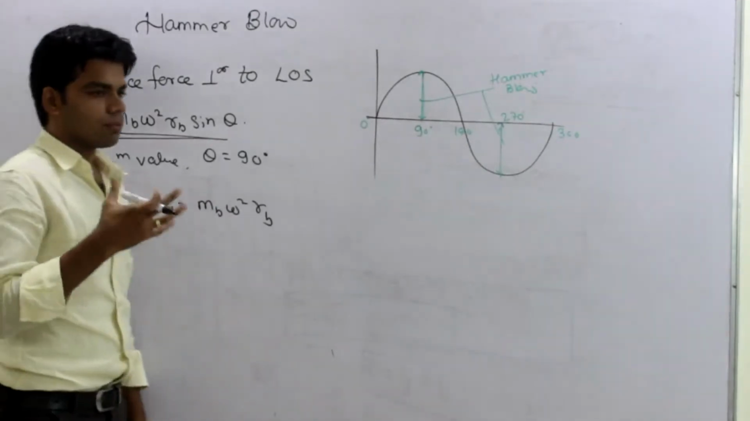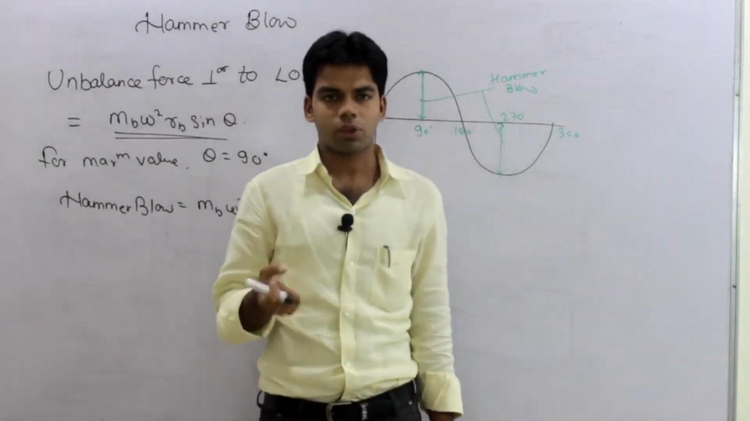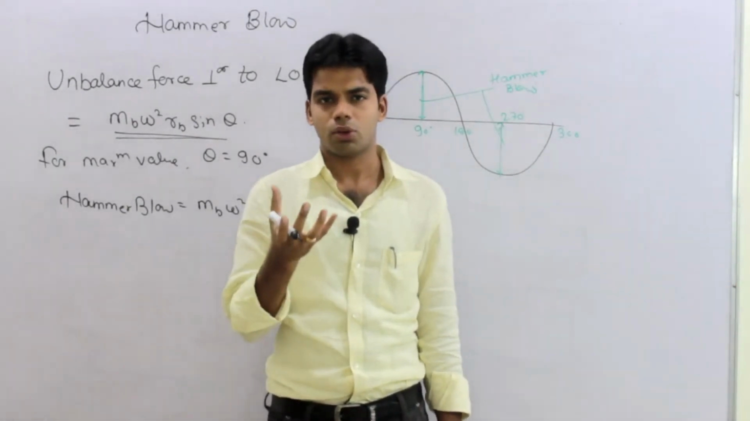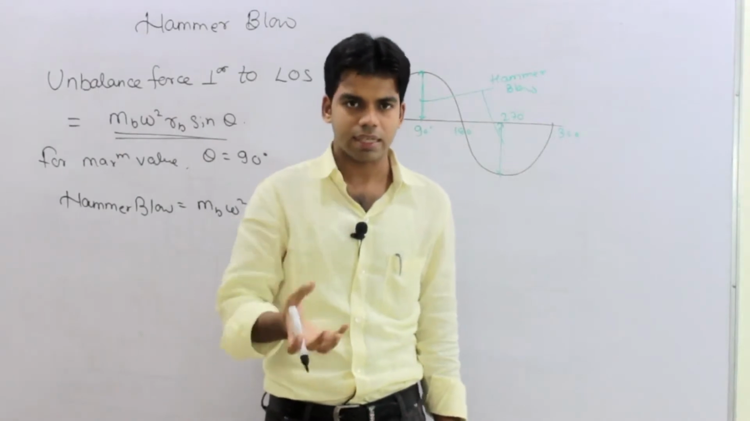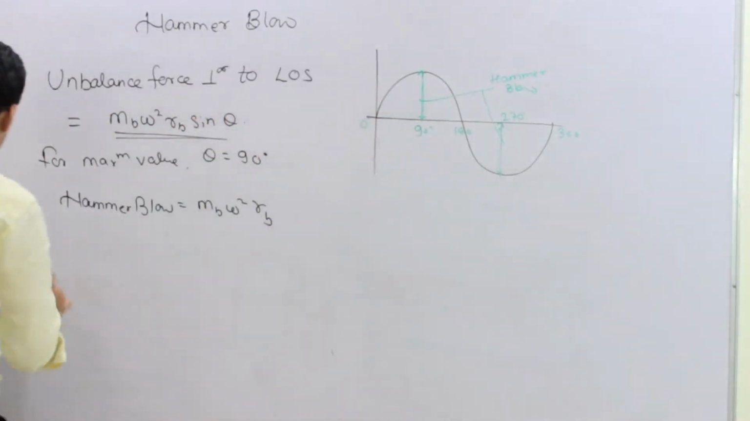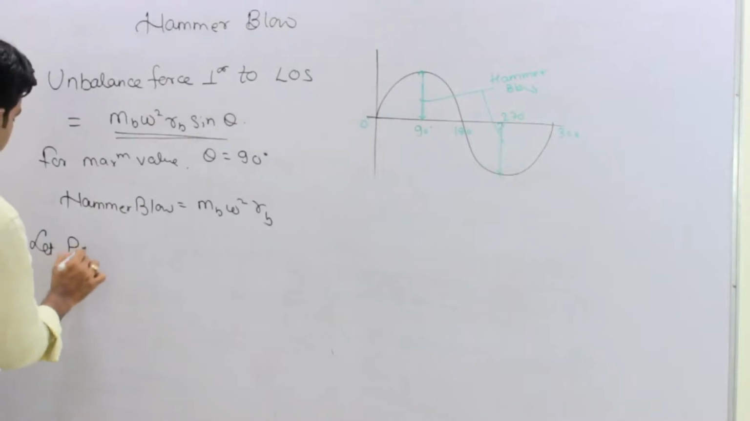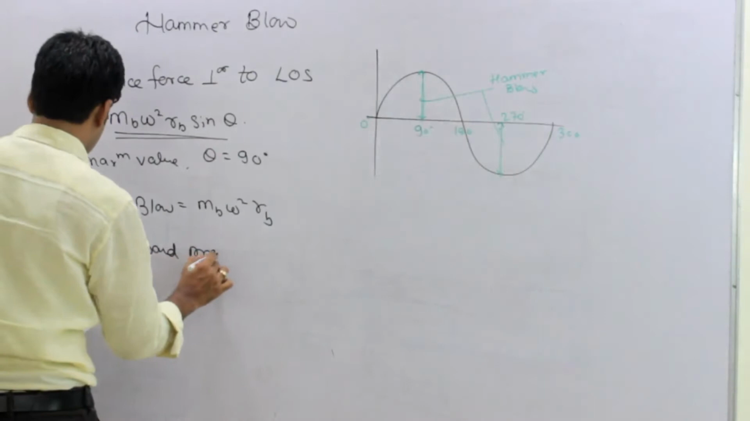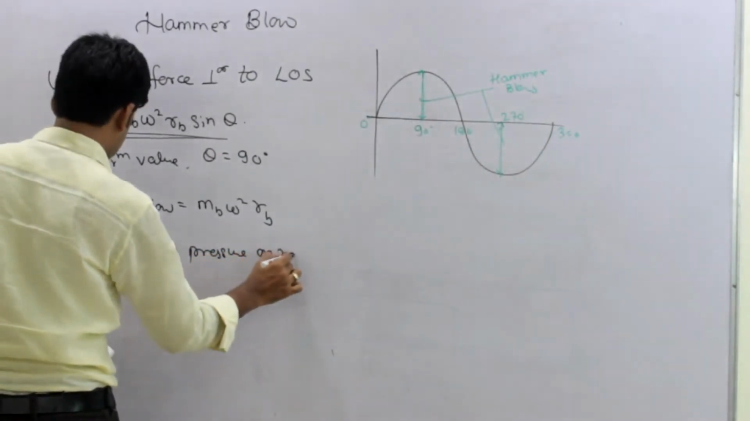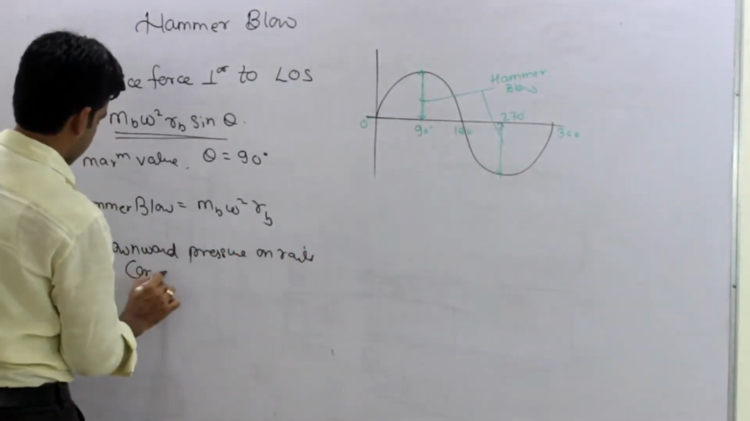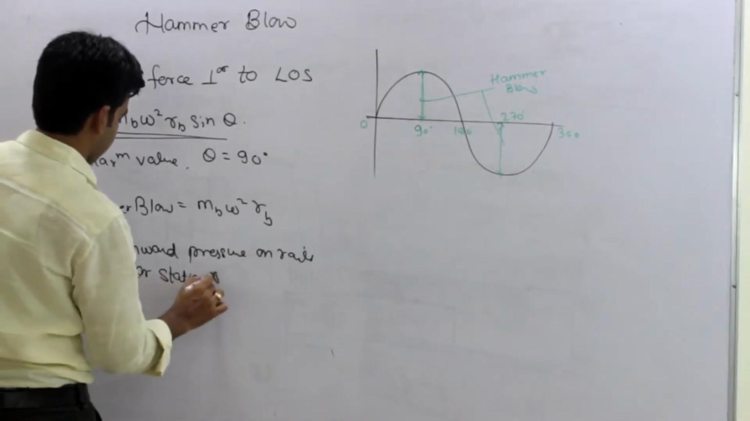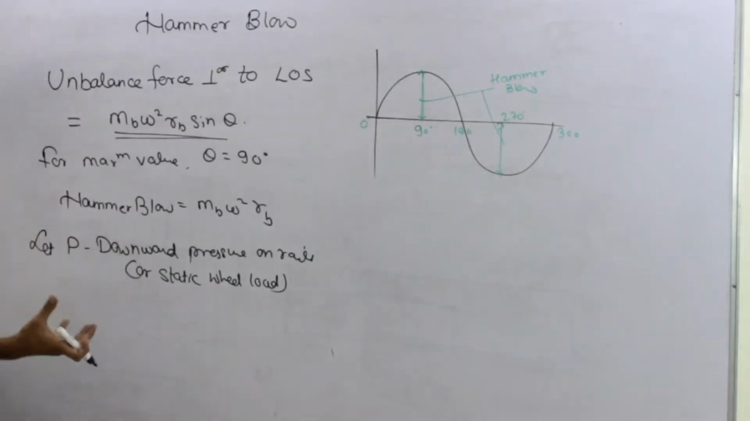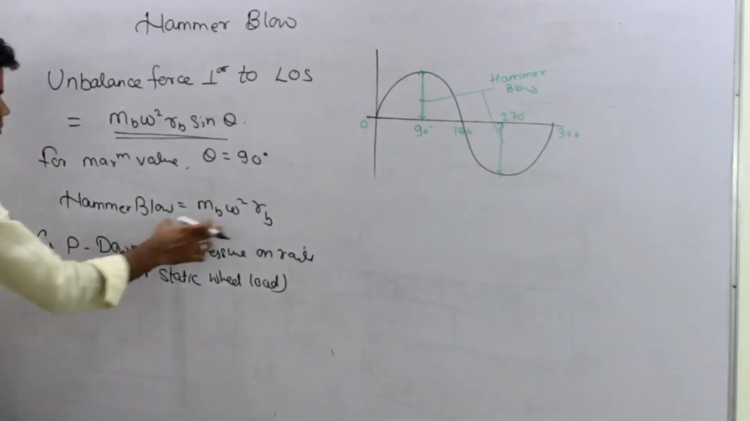Next we have the wheel. This hammer blow acts upon the wheel obviously, and one more pressure we have on the wheel is because of the weight of that wheel. So the wheel exerts a pressure, let P be the downward pressure on the rails, or static wheel load. So this P is the pressure because of the load on that wheel, and we have one hammer blow.